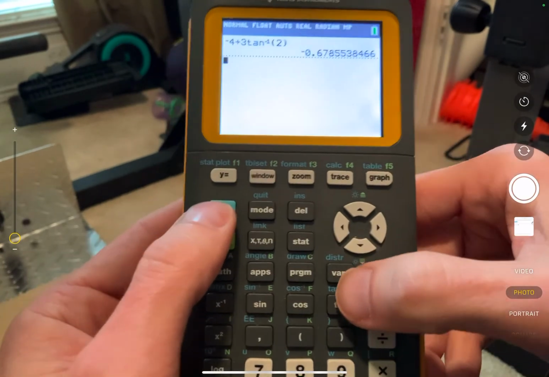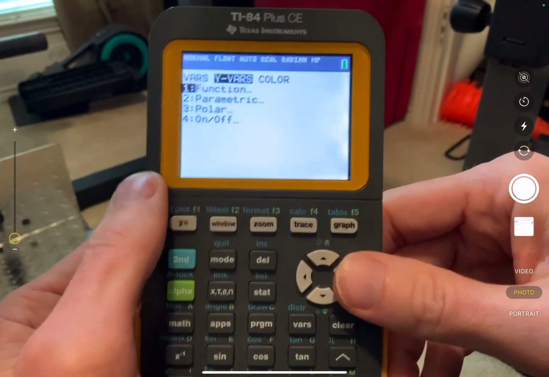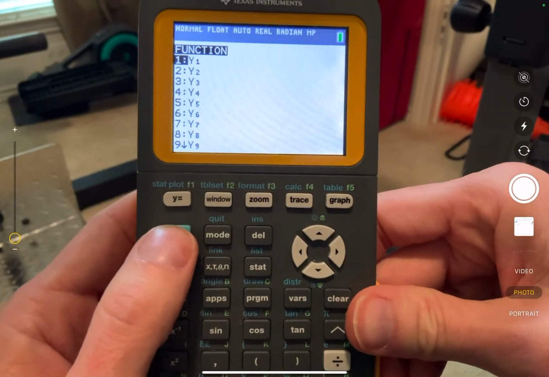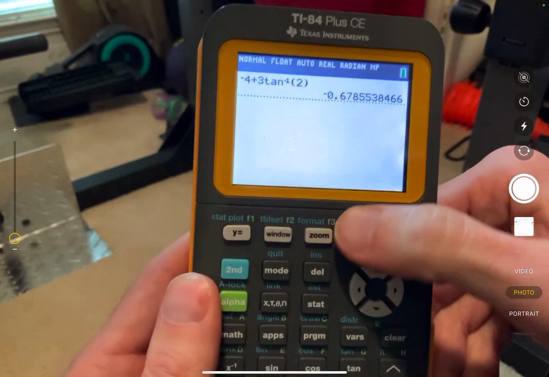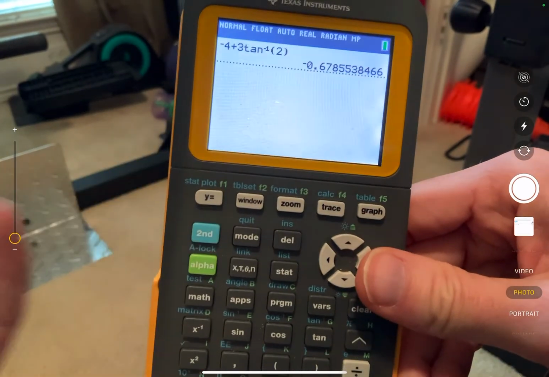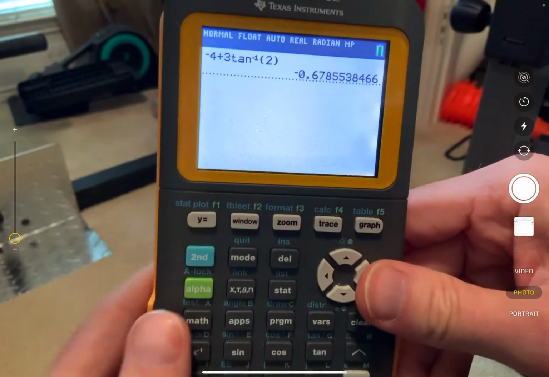Just as a recap, that's vars, and then you'd have to go to yvars, you'd go to function, and then there they are too. All right, that's a lot of steps to go through, especially when you can just do that. Okay, anyway, the reason why I bring that up is because here, let me show you something that lives in the math menu.